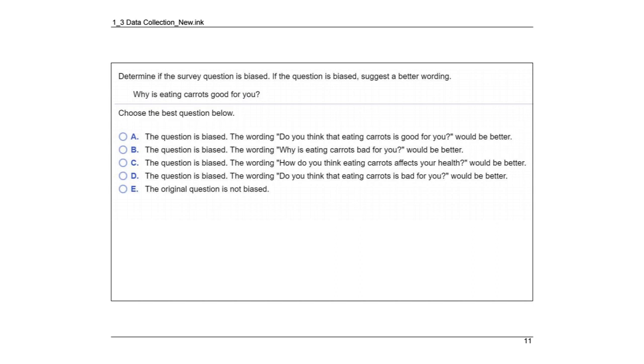Oh, here we go. Here's a question I was talking about. So this says, why is eating carrots good for you? That's biased because you're implying that eating carrots is good for you. So this is definitely biased. We should say, what are we going to say? Do you think that eating carrots is good for you? No. Why is eating carrots bad for you? Oh my goodness, that's worse. How do you think eating carrots affects your health? That looks better. Do you think that eating carrots is bad for you? All right, so it's C.